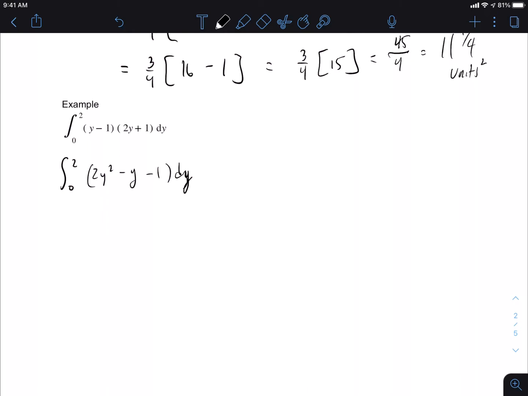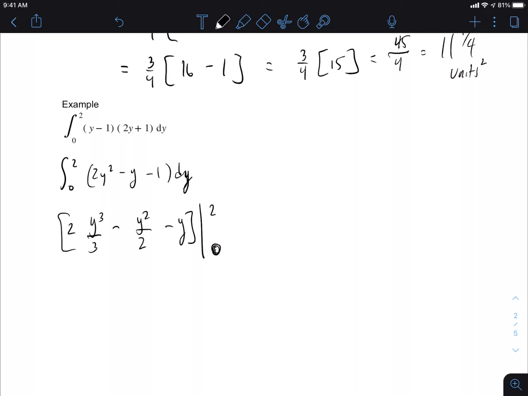Yes. So now from here, I can do the antiderivative to it. What's the antiderivative of y squared? These should all be power rule problems, right? It's going to become y to the third over 3. It's got to be multiplied by 2. Minus, that's going to become y squared over 2. And then this one's going to become a y. And then all of that is going to be evaluated from 0 to 2. Did I do that too quickly? Yes.